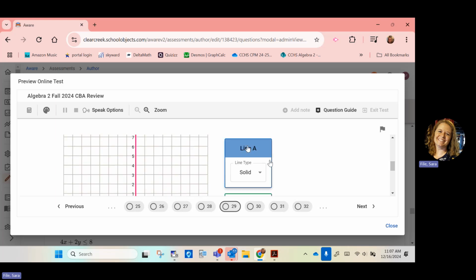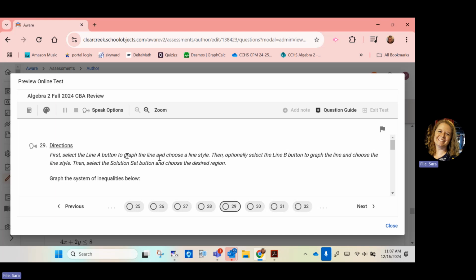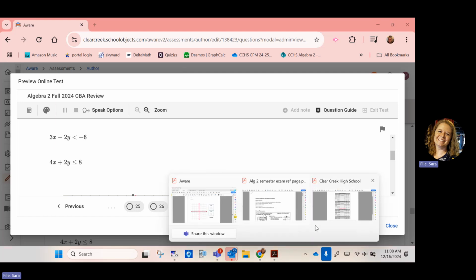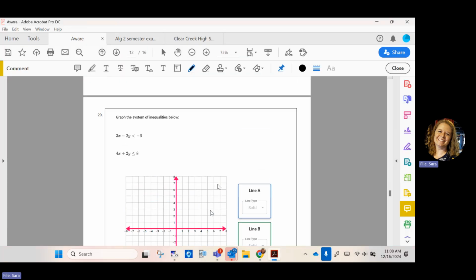It says first select line A button. So I'm going to select line A, then graph the line and choose the line style, the dashed or solid. Then I'll move to B. First things first, you probably want to get these equations in where y is isolated, so they're in mx plus b form. Let me do that on the PDF.